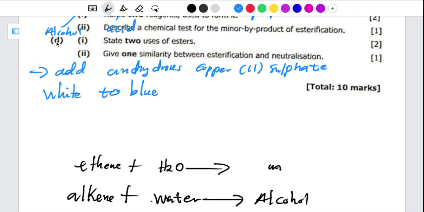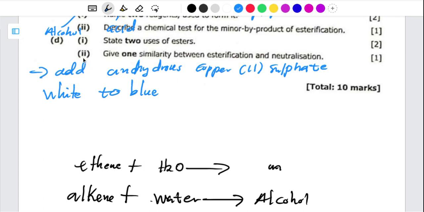Then let's see question D, Roman numeral number 1. It is saying state 2 uses of ester. So ester has a lot of uses in terms of making perfumes. It is also used in flavoring food, drinks, and so on. So it has a lot of uses. You can even include more.